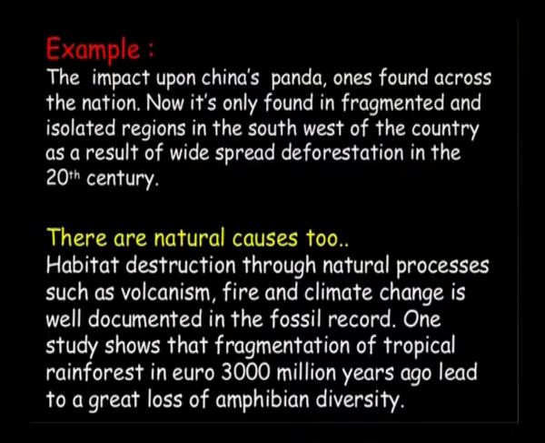But there are certain natural causes attached to it too, such as volcanism, fire and climatic change, which are well documented in the fossil record. One study shows that fragmentation of tropical rainforests in Europe about 3000 million years ago led to a great loss of amphibian diversity. So you can see certain natural causes are meant to happen because that species was supposed to go extinct. But when it comes under the control of man and man-influenced activities, we obviously have to step in. If it is completely by natural causes, maybe it is nature's way of saying that species has to face its end, like how we have lost dinosaurs and some other species in the past. But when it is solely because of the carelessness of humans and mankind, a step has to be taken to see what needs to be done.